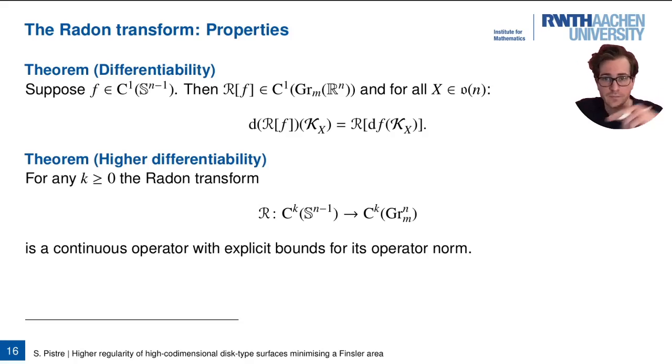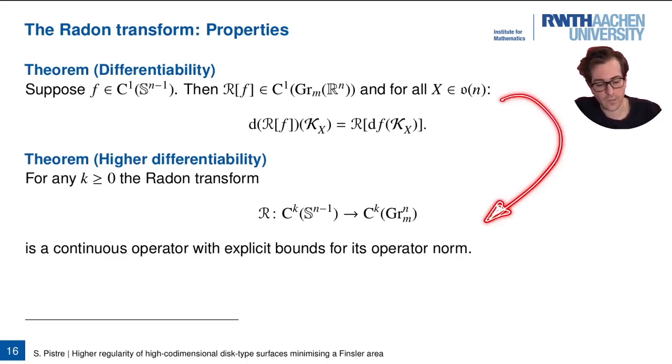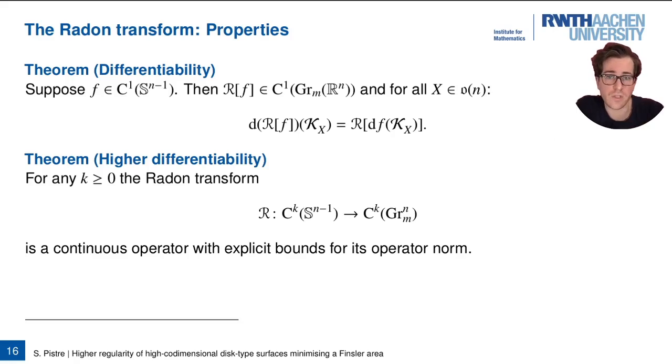And if you iterate this, then you can get the following result, namely that if you have a C^k function, you also get a C^k function on the output of the Radon transform. And moreover, as an operator between these Banach spaces, it's a continuous operator, and you can get explicit bounds for the operator norm. So that's here. So this is just an application of that result up there, and then you have to do kind of a long computation for these operator bounds when you take the covariant derivatives, higher order covariant derivatives. But nevertheless, you get that it's a continuous operator with explicit bounds.